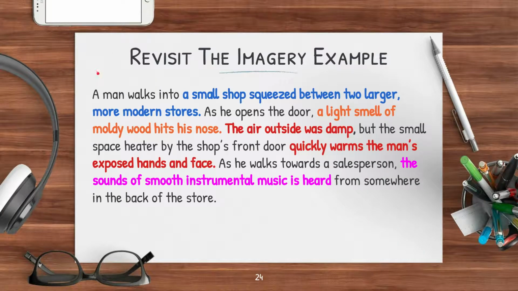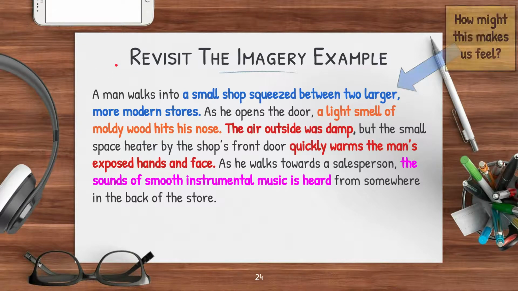So if we look at that imagery example from before about the man walking into the store, how might this piece of imagery make you feel, right? If you're getting a picture in your head of a small shop squeezed between two larger, more modern stores, some people might feel positively about that, right? Like the image might look kind of nice. Some people don't like the idea of things being squeezed together, right? Especially when you have two larger things on the sides. So that might make some people feel negatively. Let's keep going.